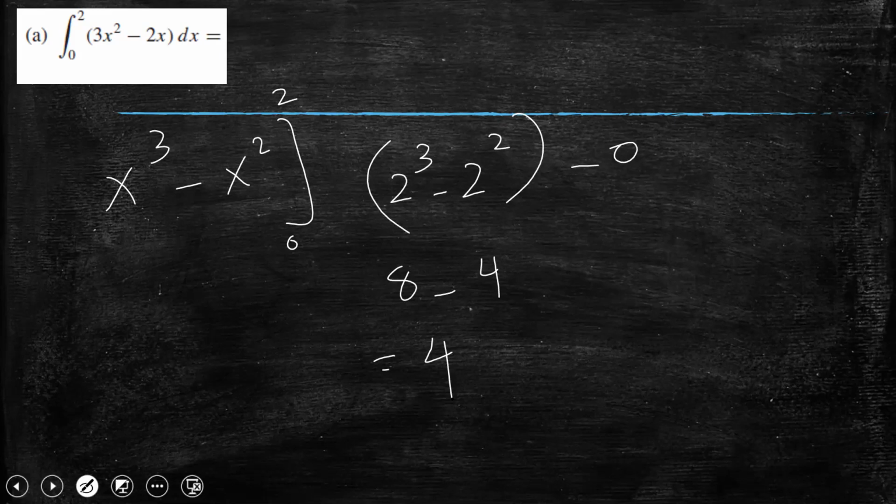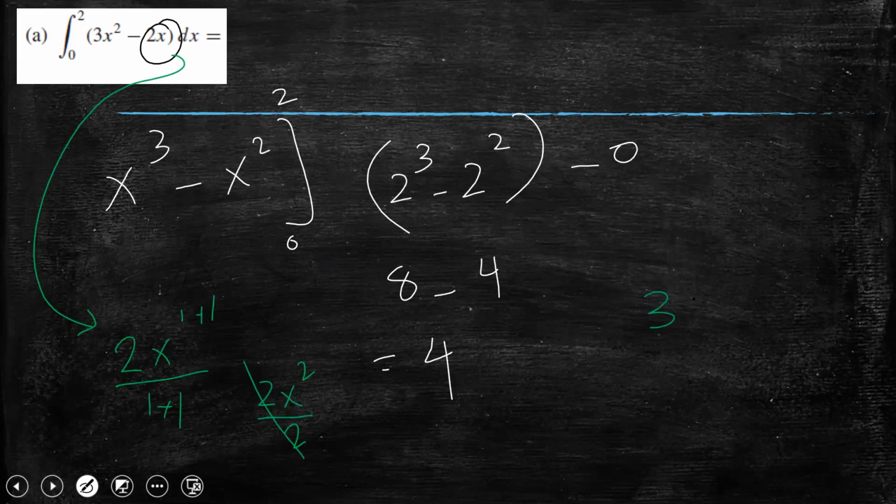Teacher, where did the 2 go? This one here, I solved it quickly. It is 2x to the power 1 plus 1 over 1 plus 1. So it is 2x squared over 2. That's why I write it as x squared. And 3x squared, its integration is 3x cubic over 3, which is x cubic.